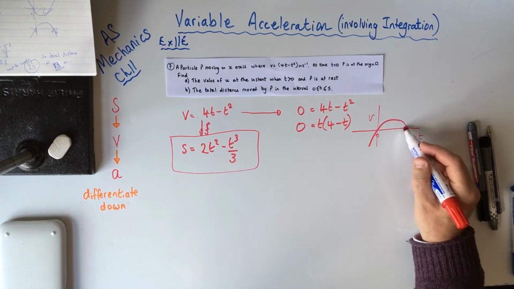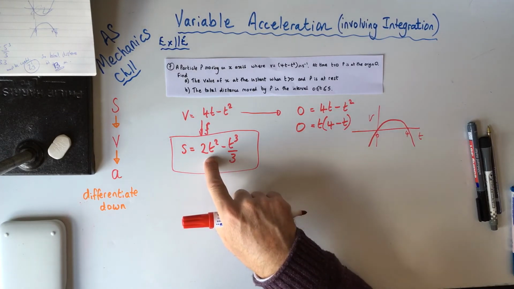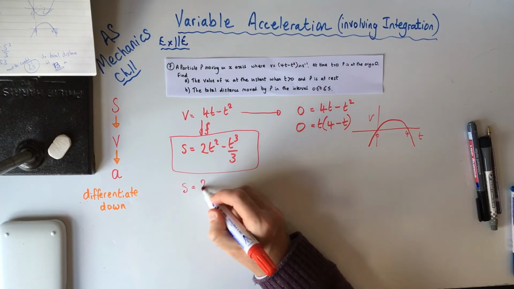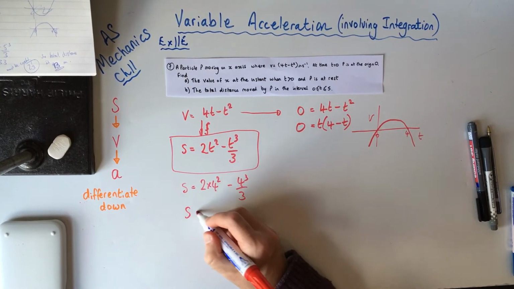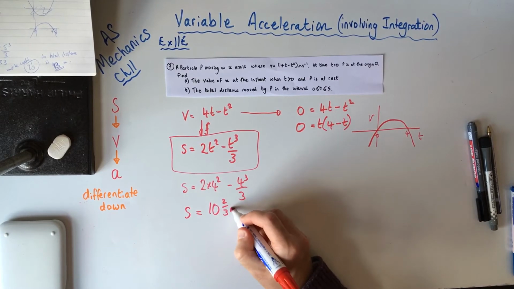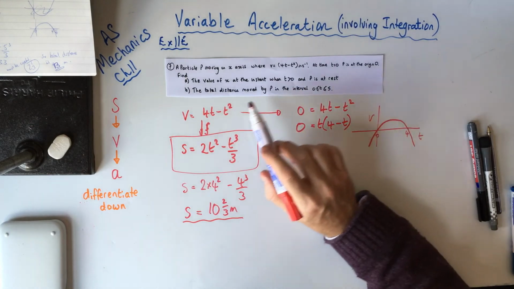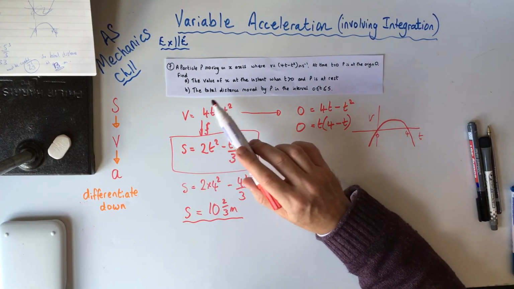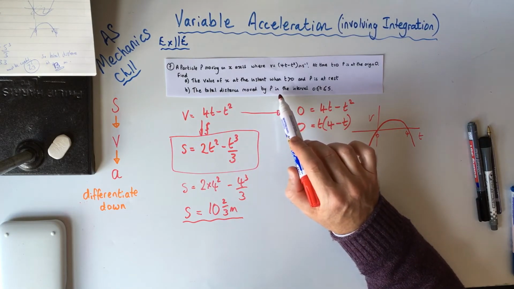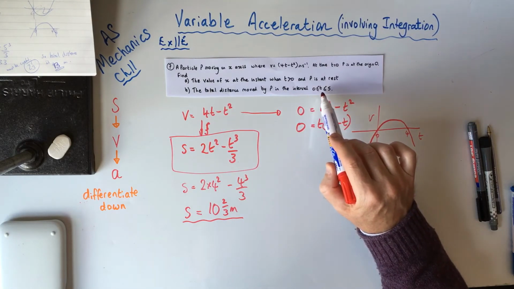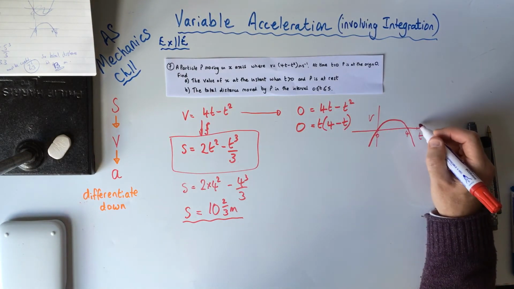This is our velocity time graph when t is 4. So if we put 4 into here, we get 2 times 4 squared minus 4 cubed over 3. We get 10 2/3 meters. Put that into your calculator, and that's what you get. Now this is what I like about this question. It says B, the total distance moved by P in the interval between t is 0 and t is 5. So there's 0 and t is 5 is here.